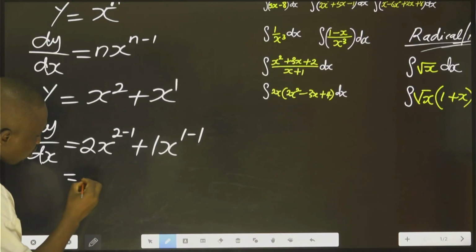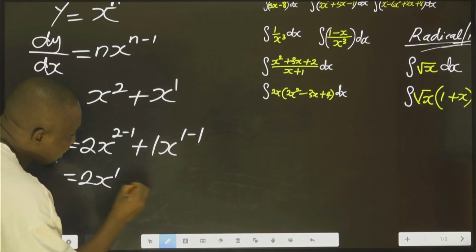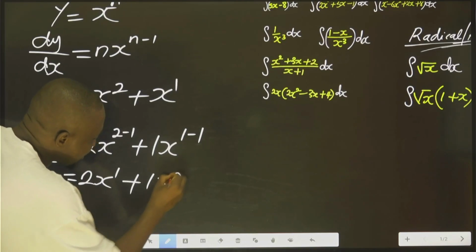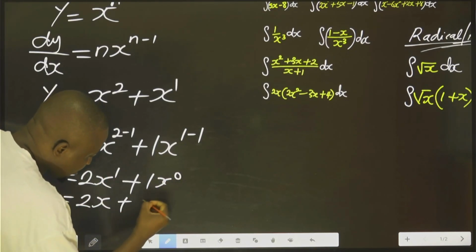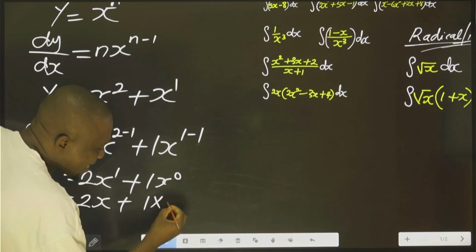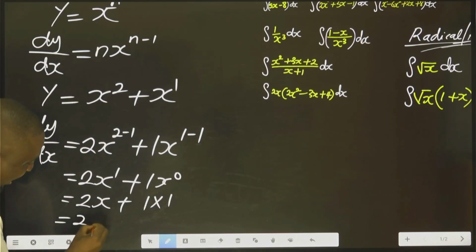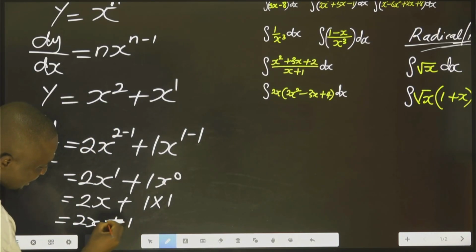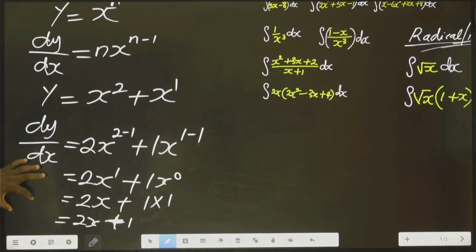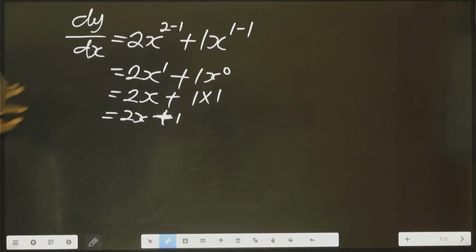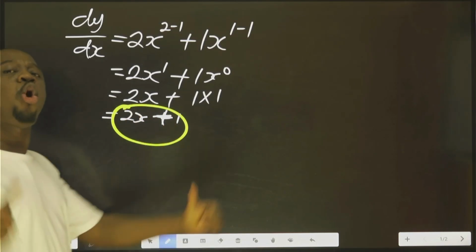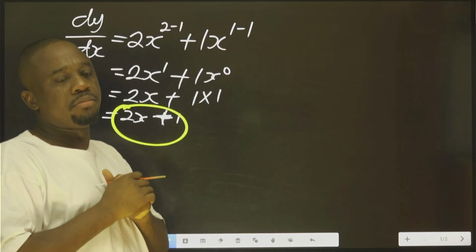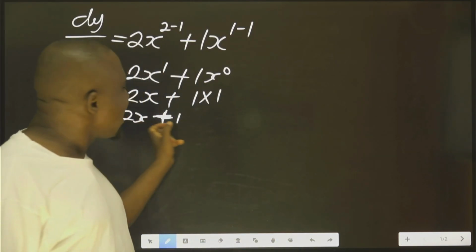Now, this is equals to 2x raised to power 1, 1x raised to power 0. So this is 2x. This is 1 times 1. Anything raised to power 0 is 1. So 2x plus 1. So you can see, this is a constant. Now, if you are given to integrate this, we are asking you to go back to where we are coming from. But most of the time, you might not be given this type of question.